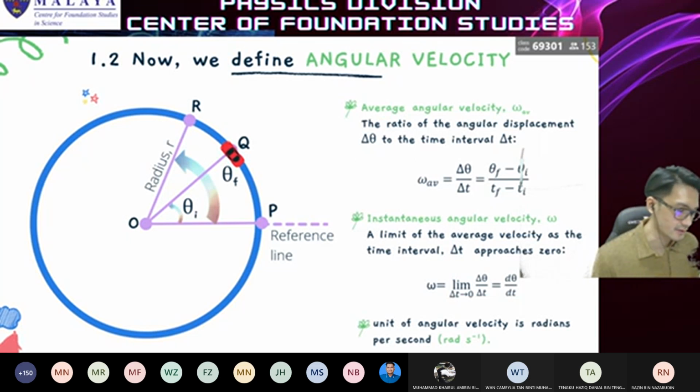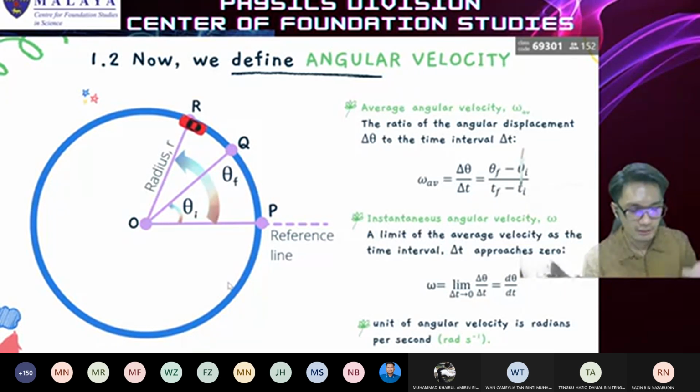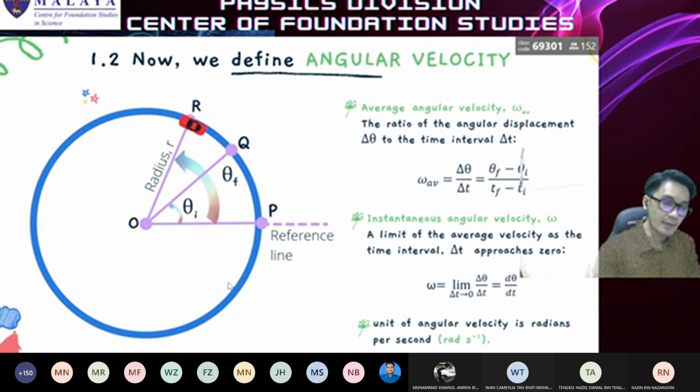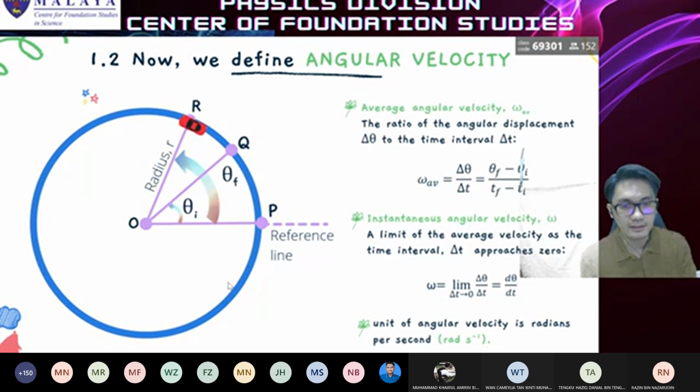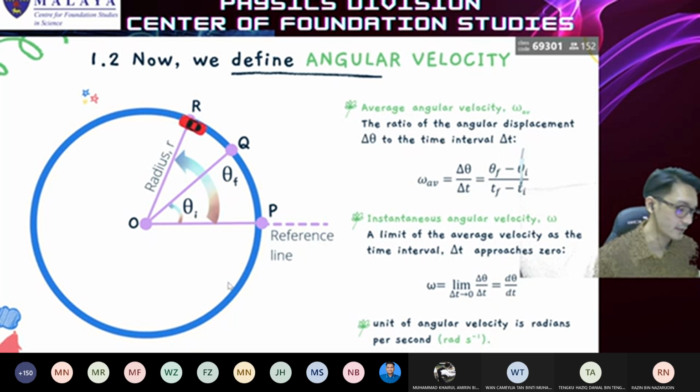Okay, now we define angular velocity. If we see from this, the curve from Q to R, but if from the linear motion, the velocity is always the displacement divided by the time. But for angular velocity, it is actually the ratio of angular displacement, delta theta, divided by delta t. The same thing, displacement divided by the time. But now we have to divide the angular displacement by delta t, or time.